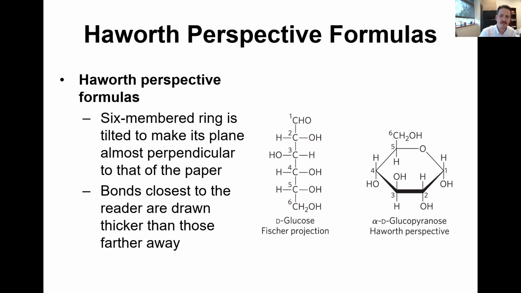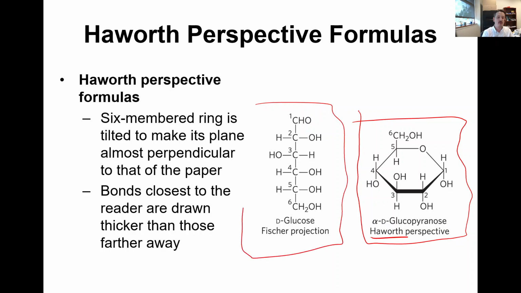So if we start out, what we call this structure here, the cyclic form, we call that the Haworth perspective. Whereas the linear form is what we start out with as the Fischer projection. And if we were to think of the Haworth perspective, think of it as being like we have this hexagon, and let's say that it's flat towards you like that, and let's just turn it. So now it's kind of facing you.